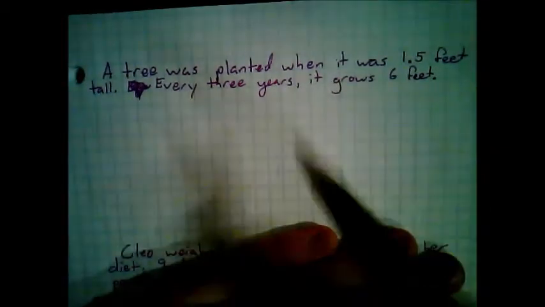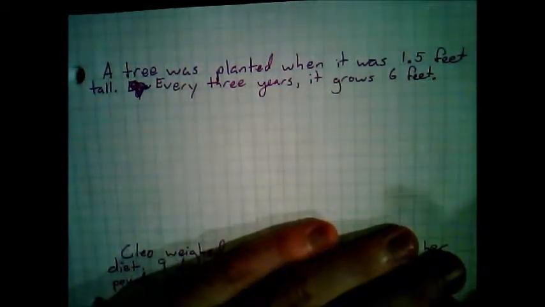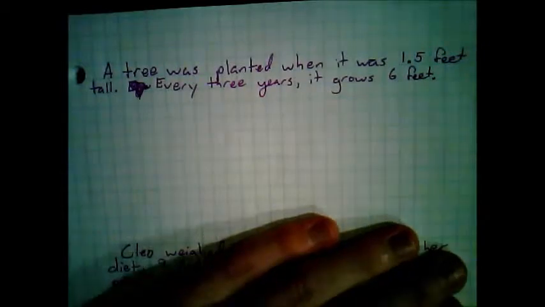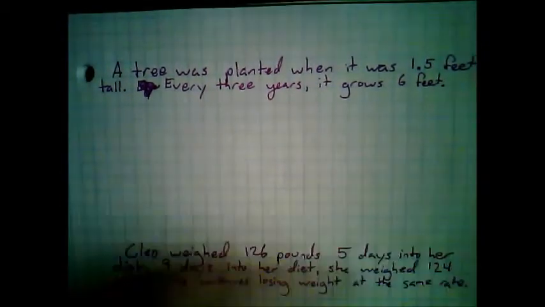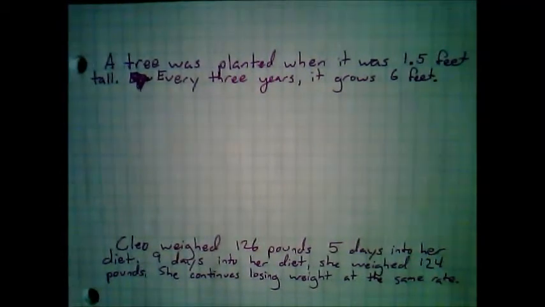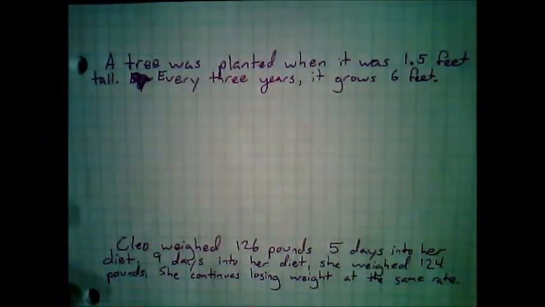Okay, our next example, let's just look at this one. A tree was planted when it was 1.5 feet tall. Okay, every 3 years, it grows 6 feet. So take a moment to copy it down. So we need to figure out the slope still. For all these problems, we're finding the slope. So we need to figure out what's our delta y and what's our delta x.